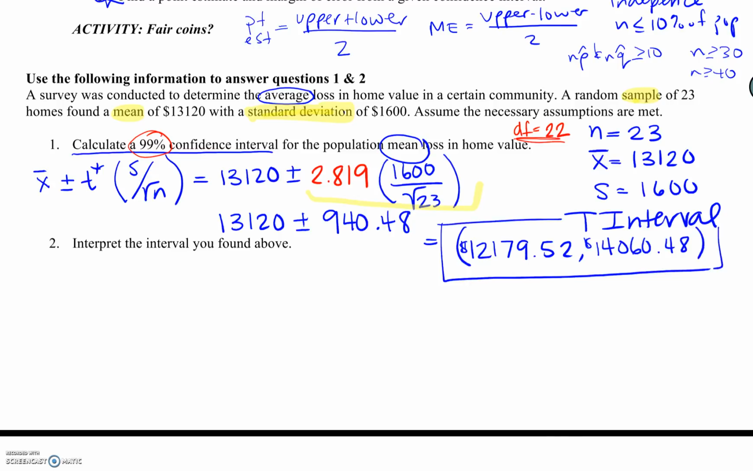You should have gotten something similar if you used T interval in the calculator. You probably would have rounded a little bit more in T interval just because of the lack of space to put all of those decimals in there. And that would have been okay with me.